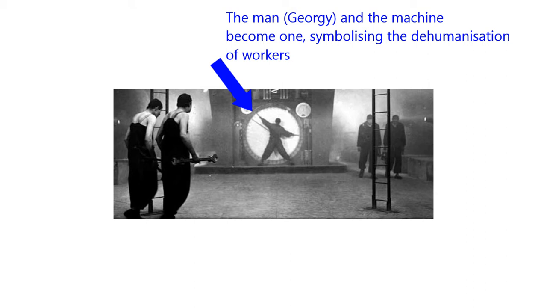He's also becoming one with the machine, and you can see that by looking at how his arms are stretched out, each holding the hands of the clock, and also his legs are forming that shape of the hands of the clock. So it looks like he is actually moving around just as the hands of the clock are moving around.